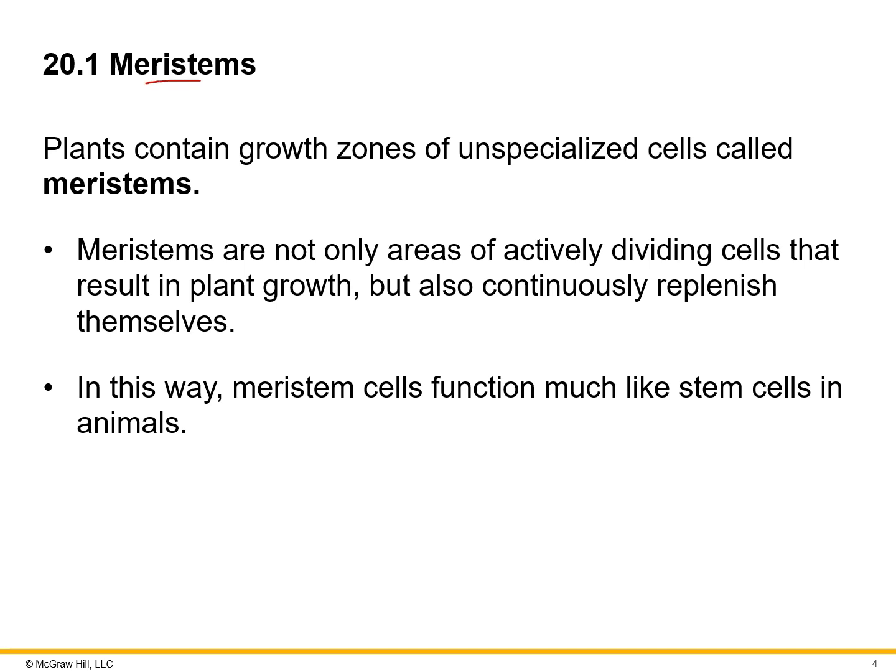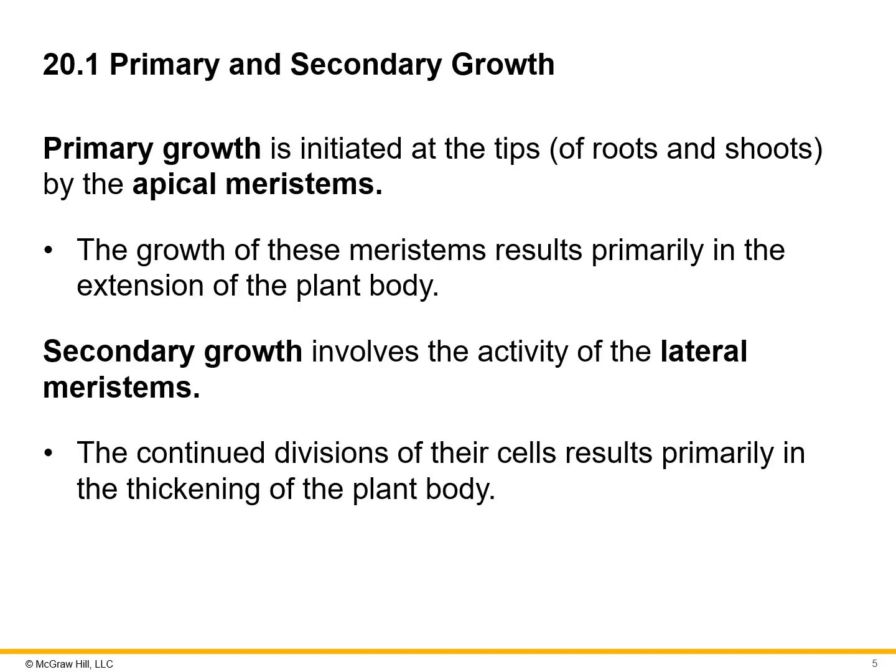Now moving into these plant parts, after the labeling. We have what are referred to as meristems, which are growth zones. They are not only areas of actively dividing cells, but also continuously replenishing themselves, so they are growing but also replacing dead cells. In this way, those stem cells function a lot like stem cells in animals. They can give rise to any type of cell. They are consistently dividing, replenishing themselves, and producing new cells.